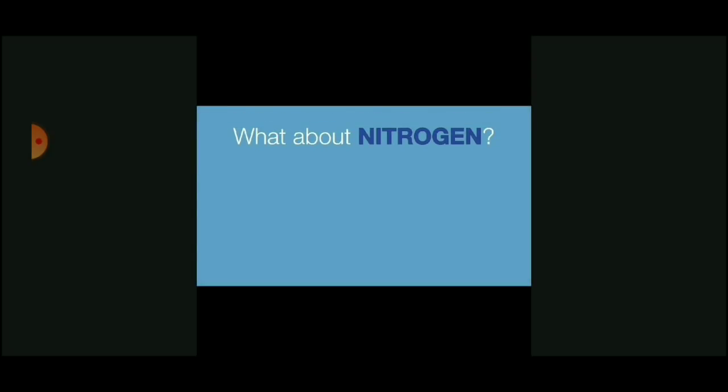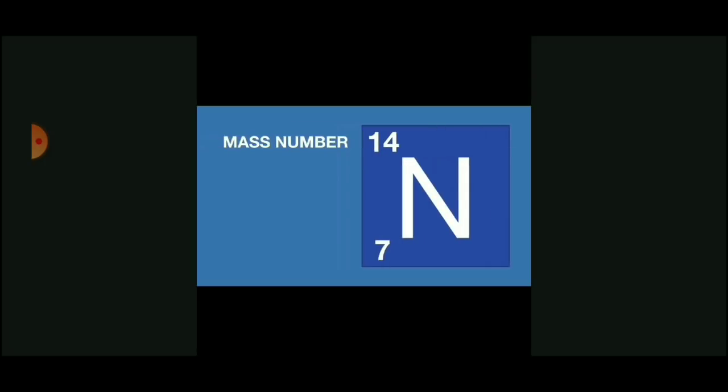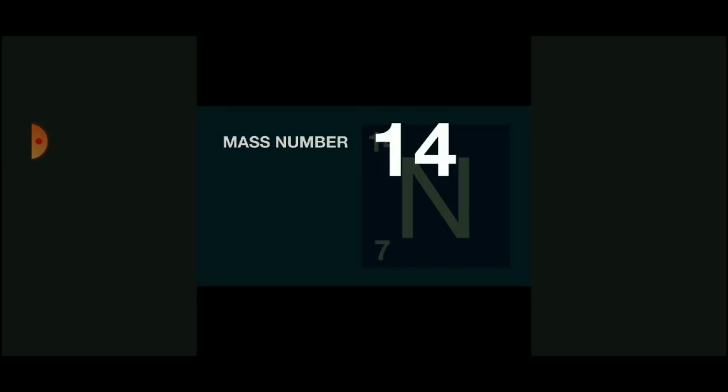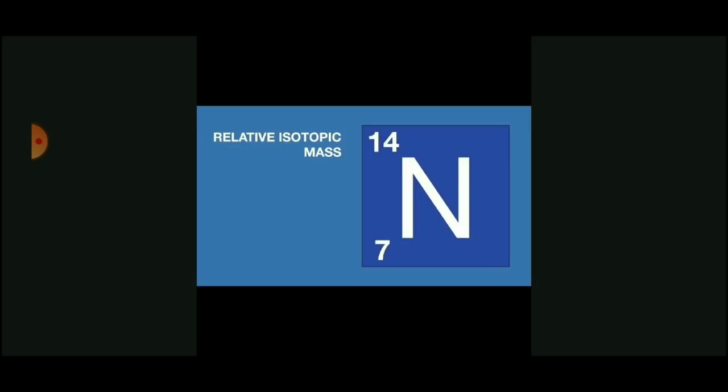What about nitrogen? See the atomic structure of the nitrogen atom. How will you represent the element nitrogen? You will write it as nitrogen 7, 14. It has 7 protons and 7 neutrons. Mass number is 14. Relative isotopic mass is also 14.